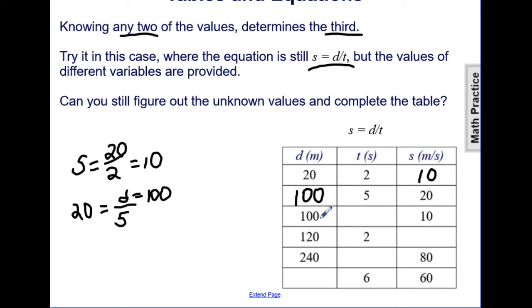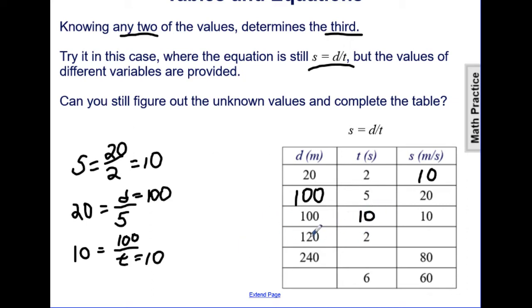Now, the third row, we're given the distance of 100 and the speed of 10, so now we're missing time. So here we have a speed of 10 equals a distance of 100 divided by the time. So now we have to think what 100 divided by what number gives us 10. And we know that that would be 10 as well. So the time would be 10.